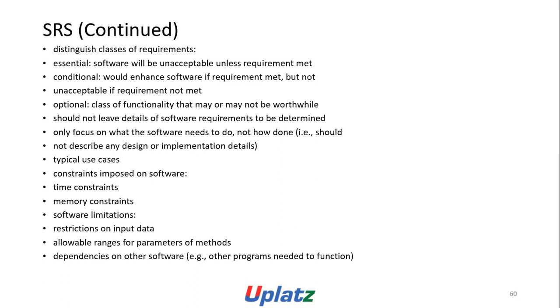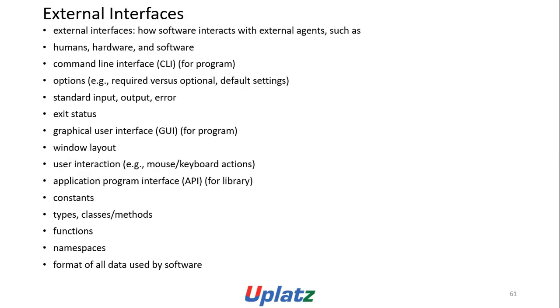Typical use cases: constraints imposed on software, such as time constraints, memory constraints, software implementation, restrictions on input data, allowable range for parameters of a method, and dependencies on other software. Example: other programs needed to function. External interfaces: how software interacts with external agents such as humans, hardware, and software. Command line interface (CLI) for program options. Example: required versus optional, default settings, standard input, output, error, exit status. Graphical user interface (GUI) for program window layout and user interaction. Example: mouse and keyboard actions. Application program interface (API) for libraries: constants, types, classes, methods, functions, namespaces, and format of all data used by the software.